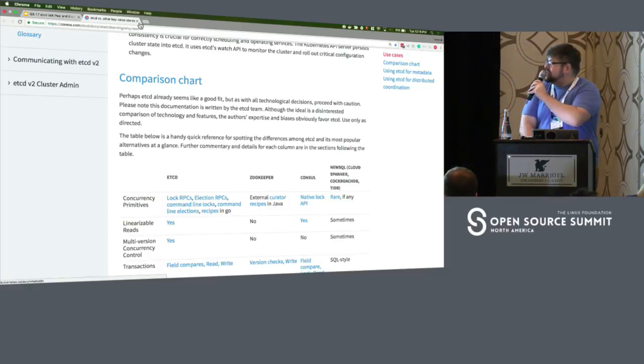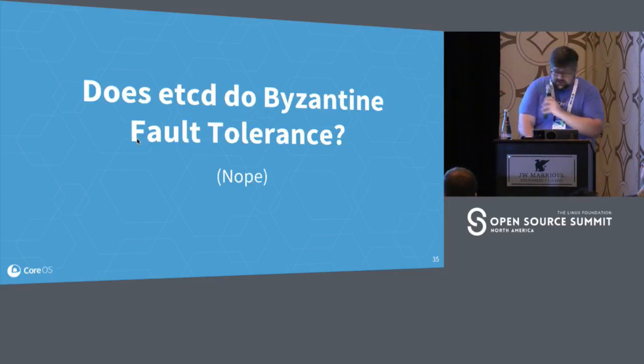Oh, yeah, sorry. The wrapper is called ZCD, if you're interested. It's etcd with a Z at the front.